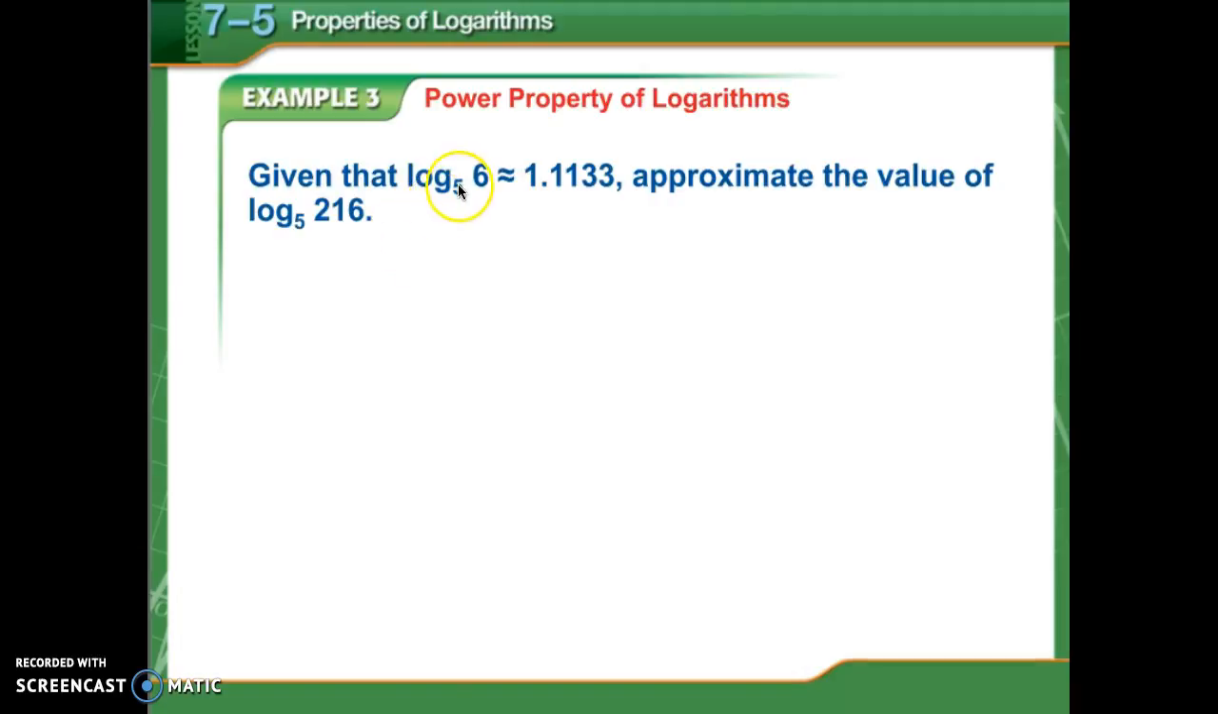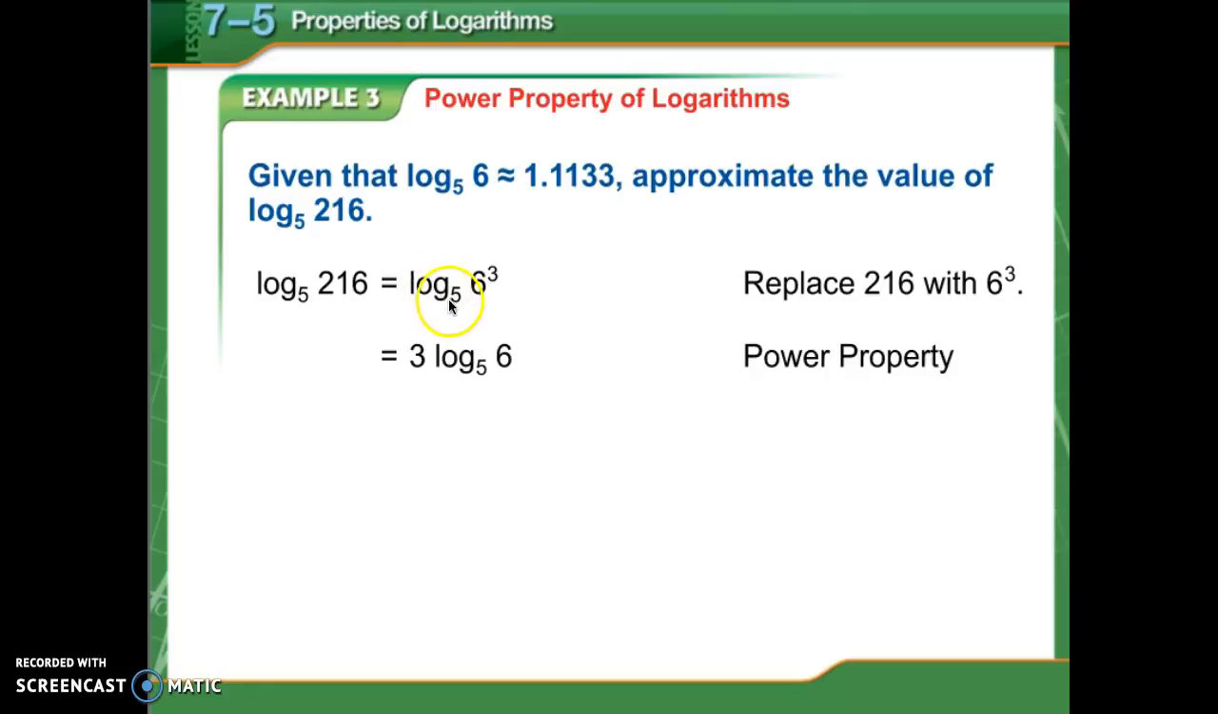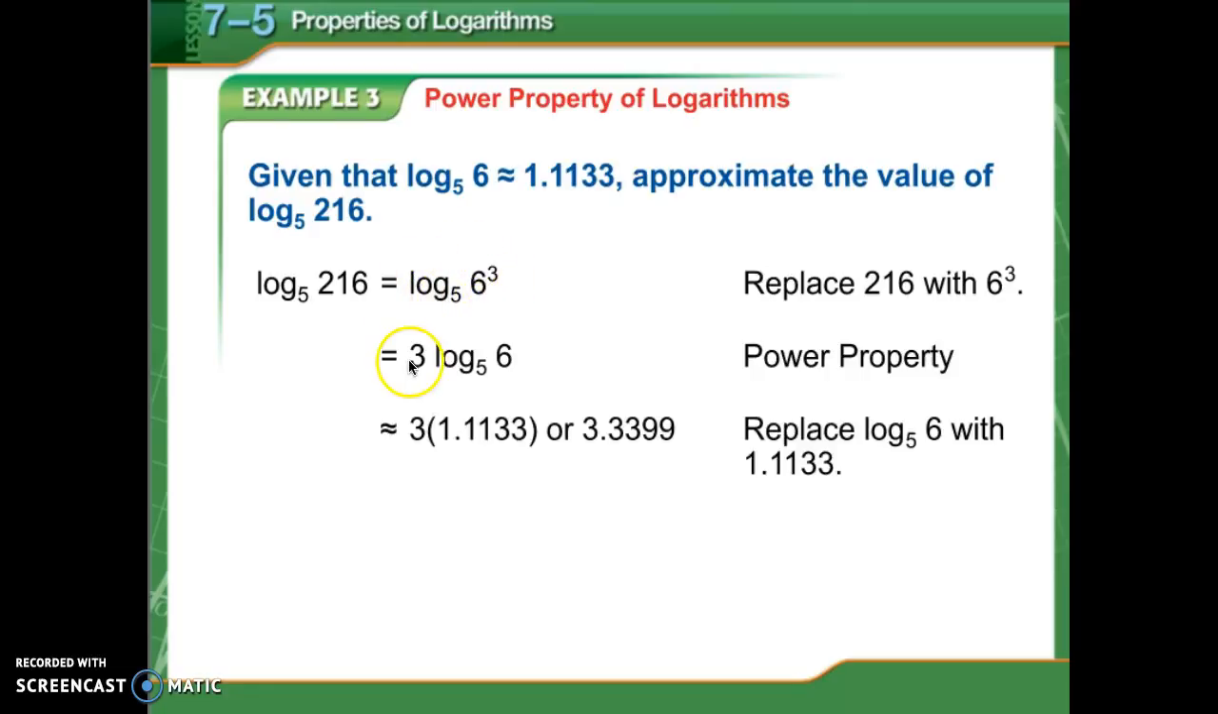So they're going to tell us that log base 5 of 6 is about 1.1133. And we're going to need to use that to approximate the value of log base 5 of 216. So the first thing that we should recognize is that 216 is 6 to the third. So log base 5 of 6 to the third, bring the 3 down in front. So we're just doing 3 times this number that they gave us, which is 3.3399. And that's our answer.